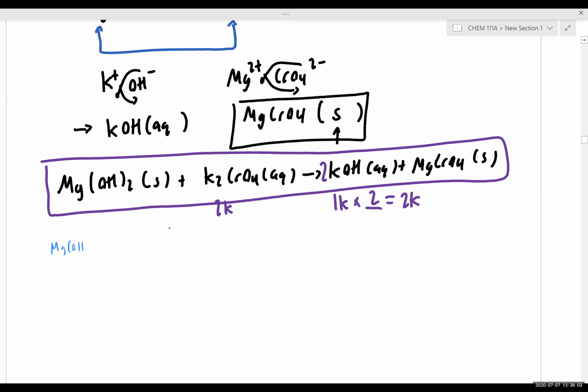And if you have any questions, don't be shy to message your proposed net ionic and total ionic equation in the chat or using the annotate feature. And I'll provide feedback throughout.